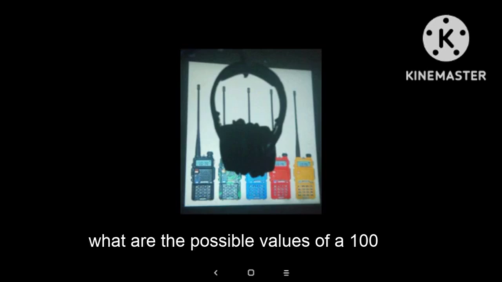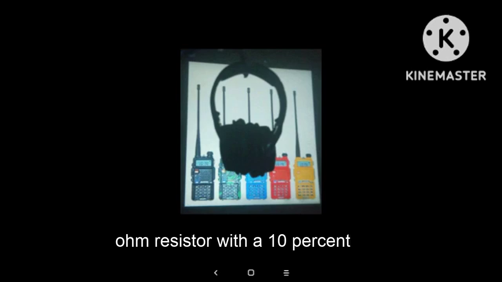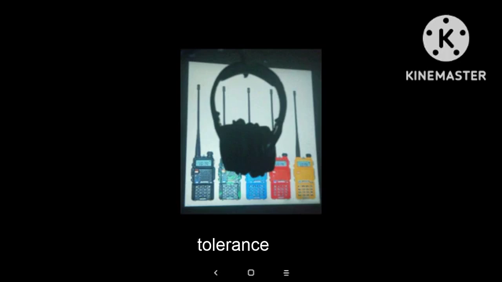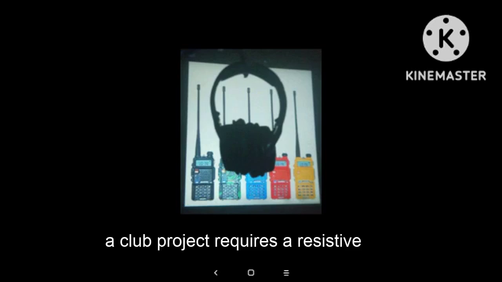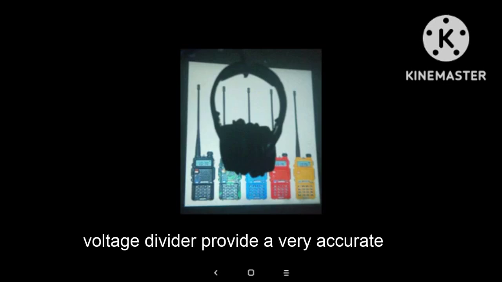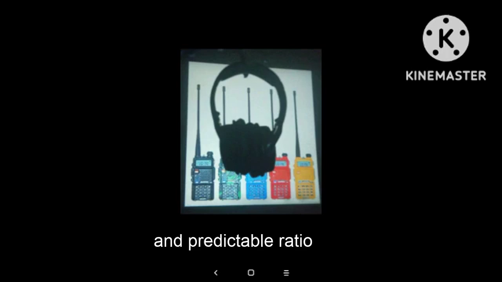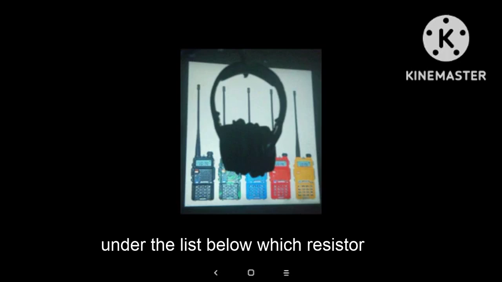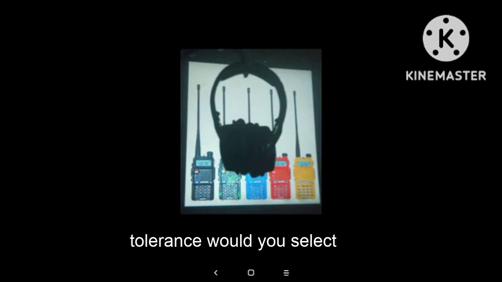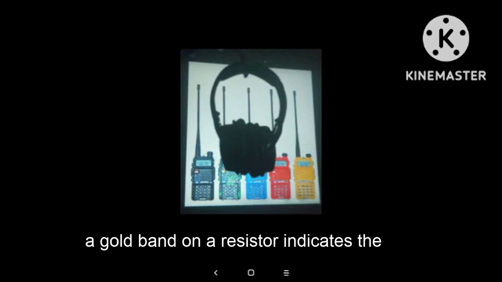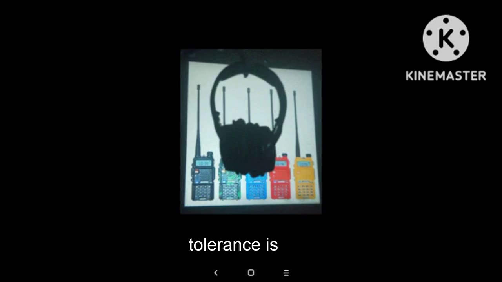11. What are the possible values of a 100 ohm resistor with a 10% tolerance? 90 to 110 ohms. 12. A club project requires that a resistive voltage divider provide a very accurate and predictable ratio. Out of the list below, which resistor tolerance would you select? 0.1%. 13. A gold band on a resistor indicates the tolerance is 5%.